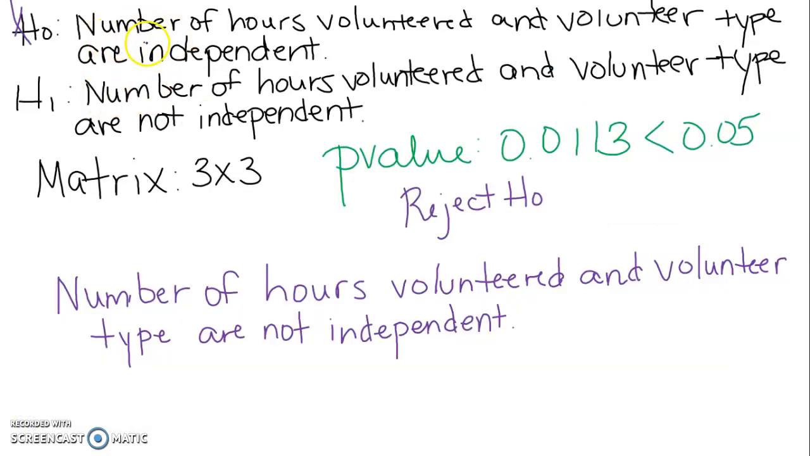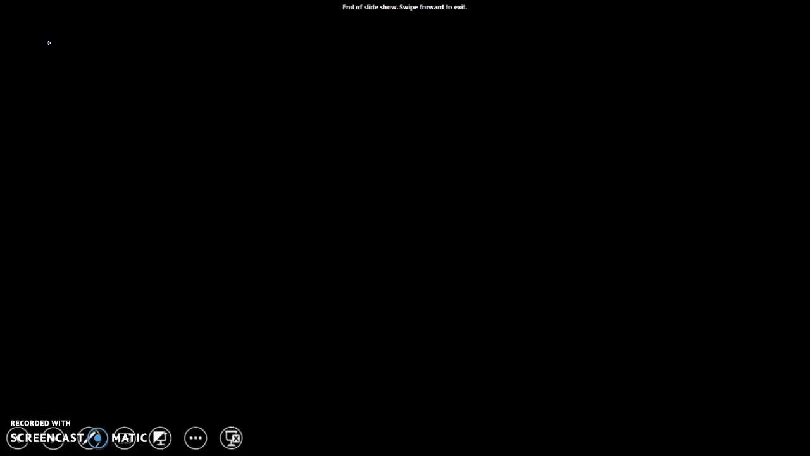Okay, so for the null, I put the number of hours volunteered and volunteer type are independent. For the alternate statement, number of hours volunteered and volunteer type are not independent. It was a 3 by 3 matrix. The p-value for the chi-squared test was 0.0113, which is less than 0.05, so we reject the null. So the number of hours volunteered and volunteer type are not independent because we rejected that right there. So that meant the alternate statement had to be true.